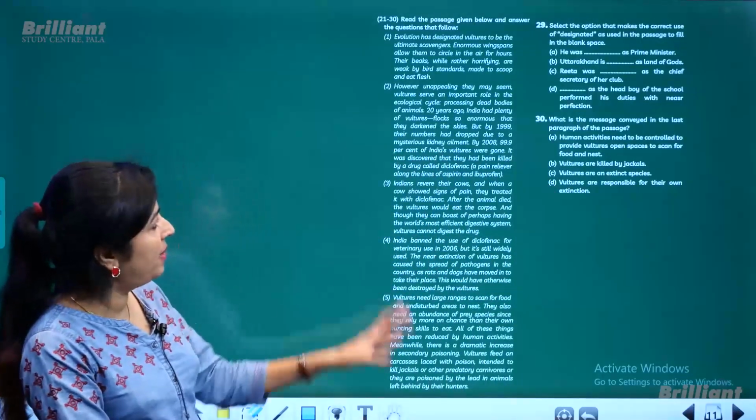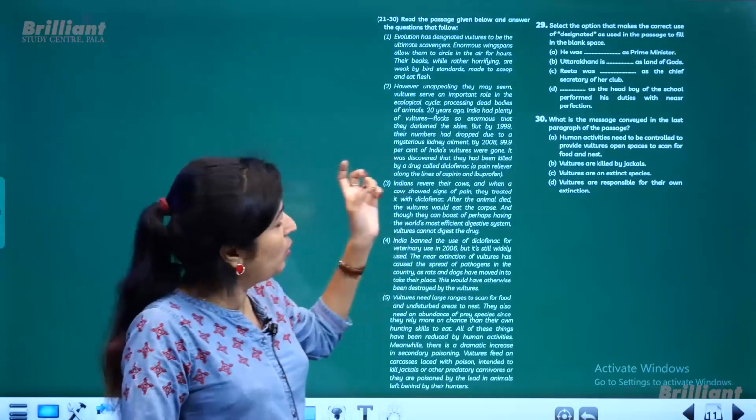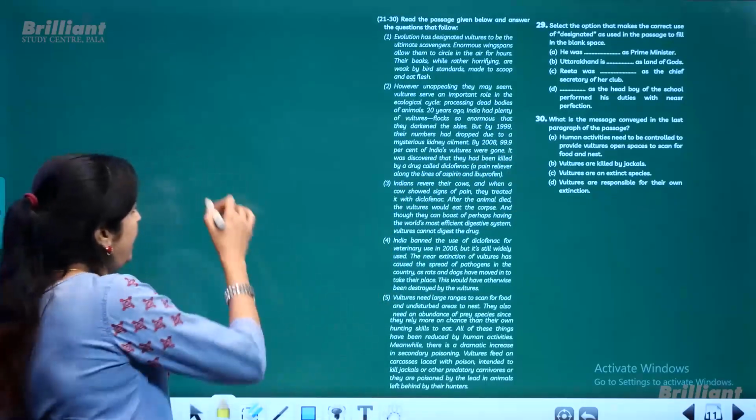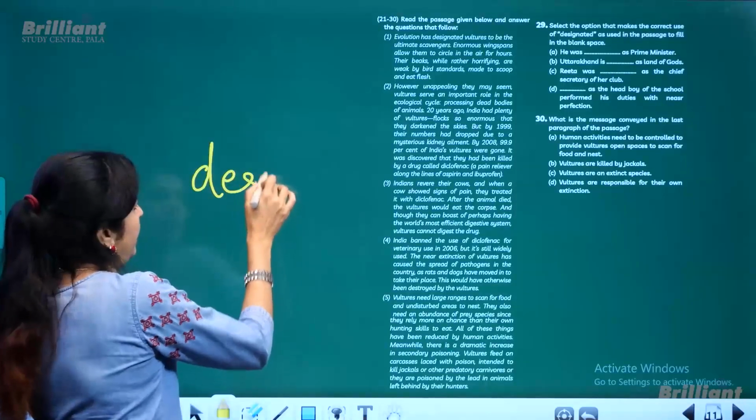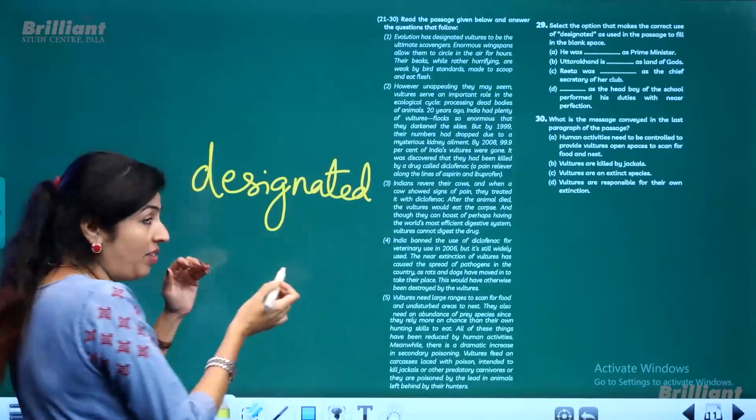Now 2 more questions based on the third passage. Select the option that makes the correct use of designated. Okay, designated. Designated as shown in the passage. The meaning of designated in the passage.